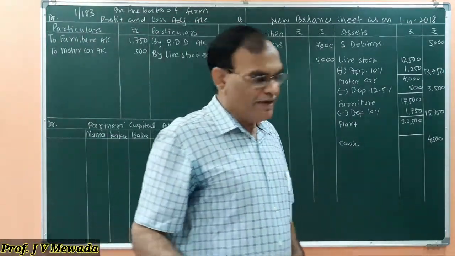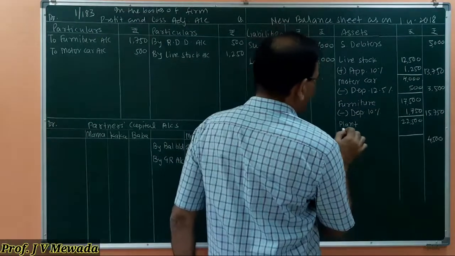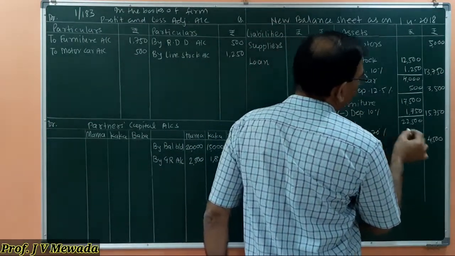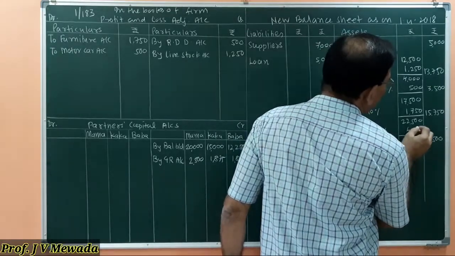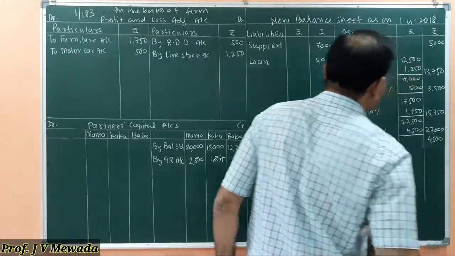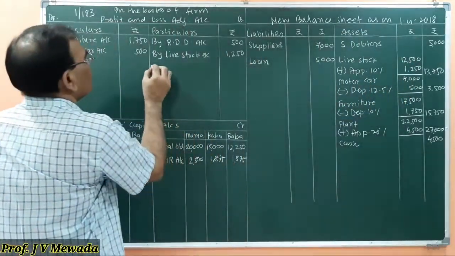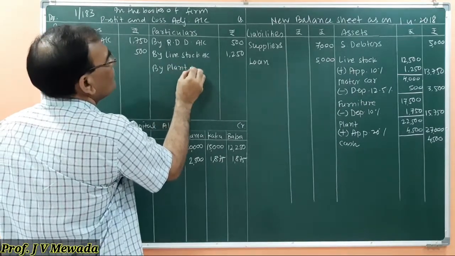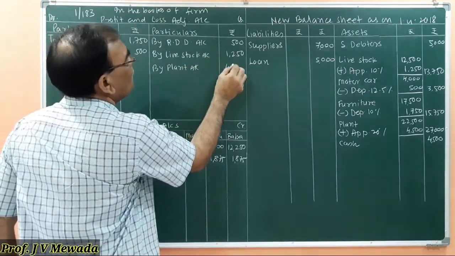Plant is appreciated by 20%. So add appreciation 20%, that is 4,500. So 27,000. And in the profit and loss adjustment account, by plant account 4,500.